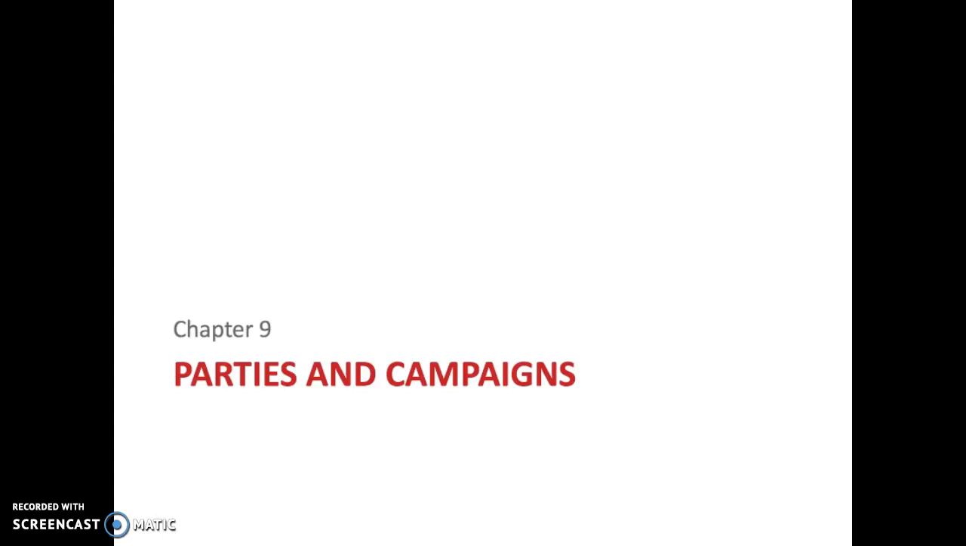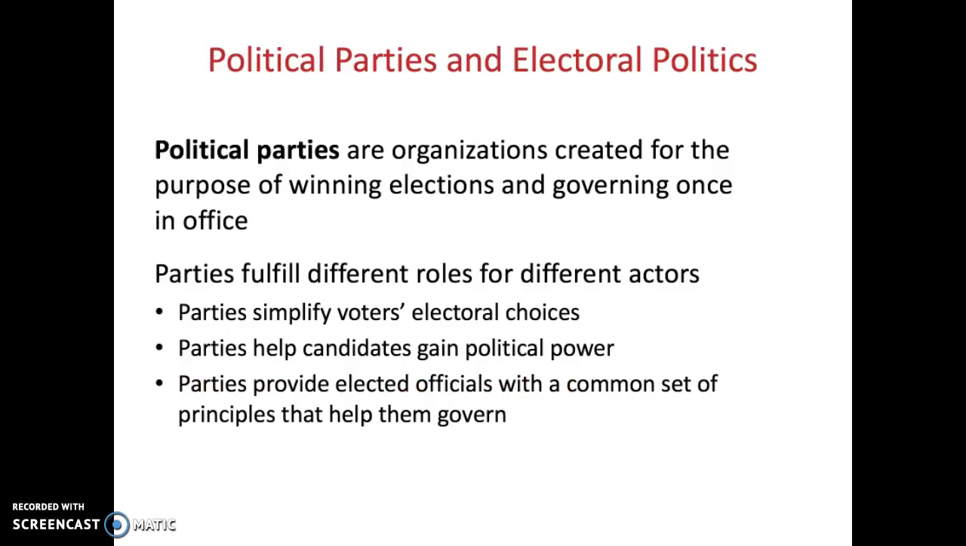Hey everyone, we're going to look at parties and campaigns. Political parties are basically out there to get candidates on a ballot and to get those candidates elected into office. They are different from interest groups, who basically don't care which political party you belong to, just as long as you believe in their issue that they are trying to push. A political party wants to get its members elected into office.